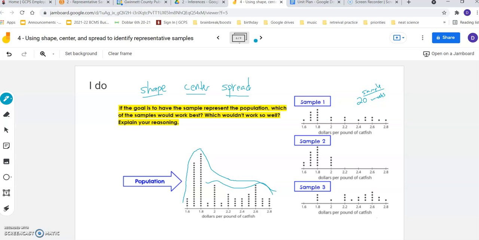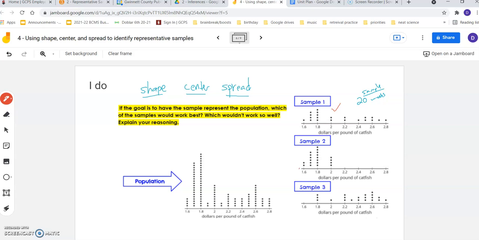So as I look at these samples in terms of shape, this top one looks pretty good compared to the population, right? We still have that big spike at the beginning. It's not as big because it's a smaller group. And then we have a little bit of up and down all the way out from there. So that shape is pretty good. I'm going to give that a red check for the first thing.